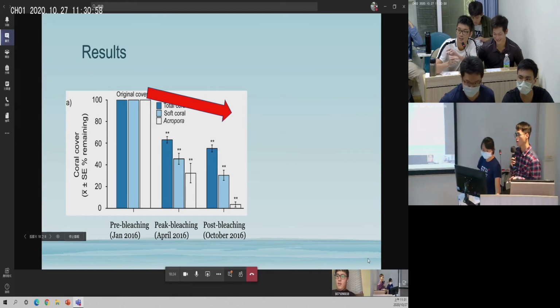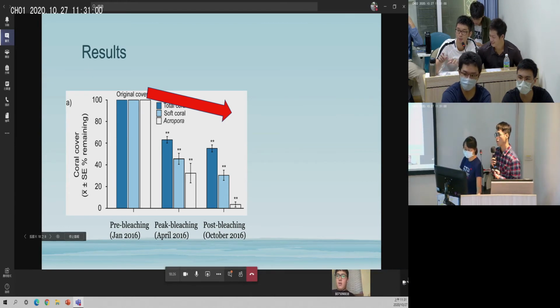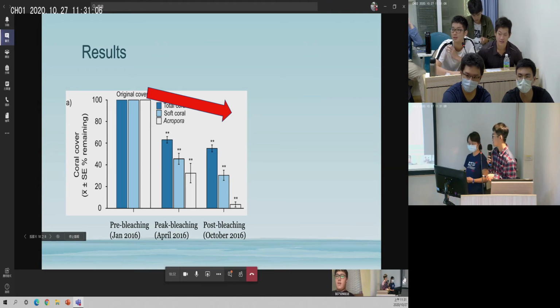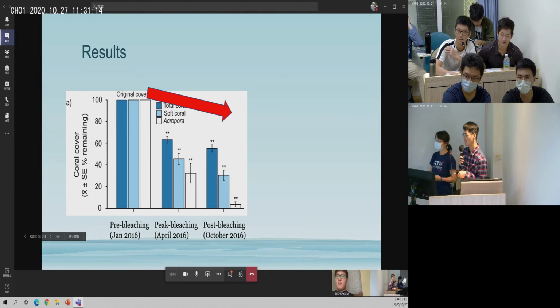What is the difference between soft coral and Acropora? This is a species difference. Different species of coral. Yes. Okay.